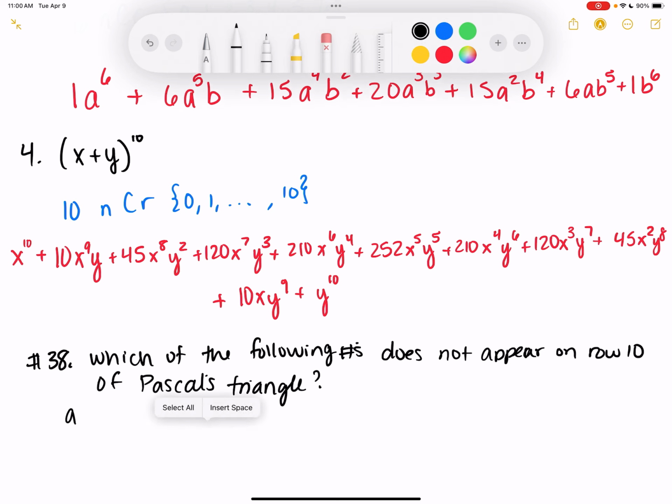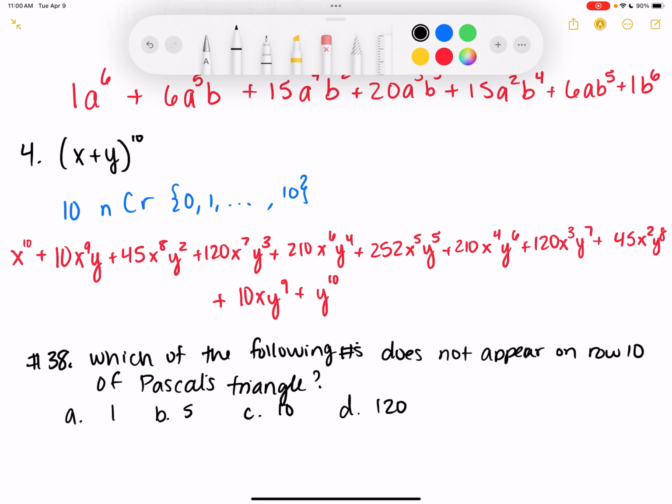So the options are A is 1, B is 5, C is 10, D is 120, and E is 252. So which of those numbers did we not have in our pattern for row 10? Yeah, 5. So this would be letter B. And if you had a question like that, that's what it's looking for you to do. So there's not necessarily a lot of work to be shown other than maybe writing out the triangle.